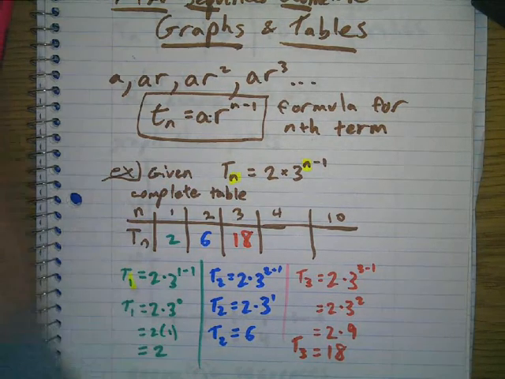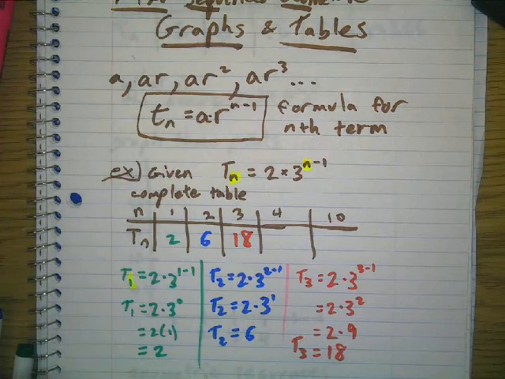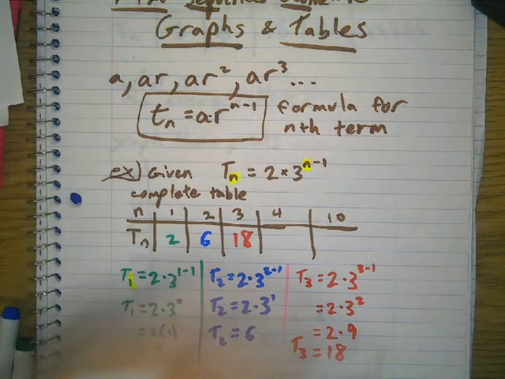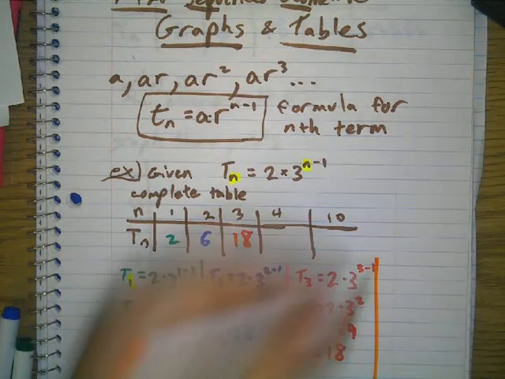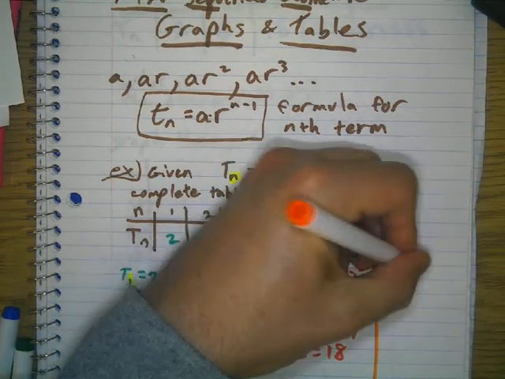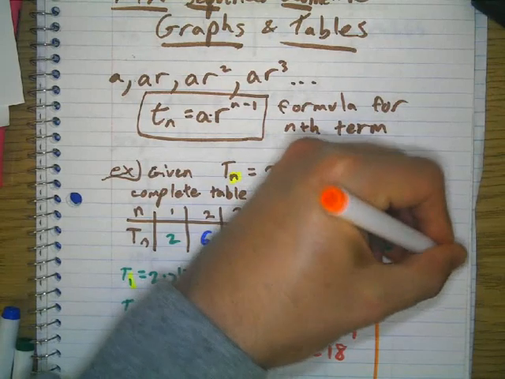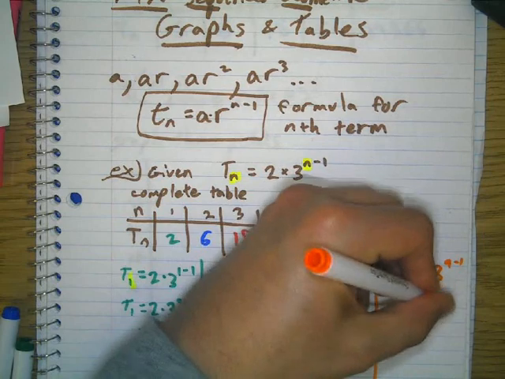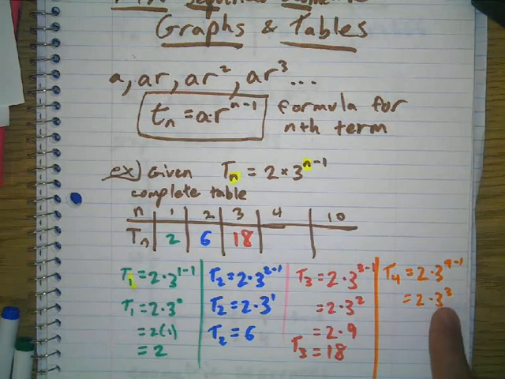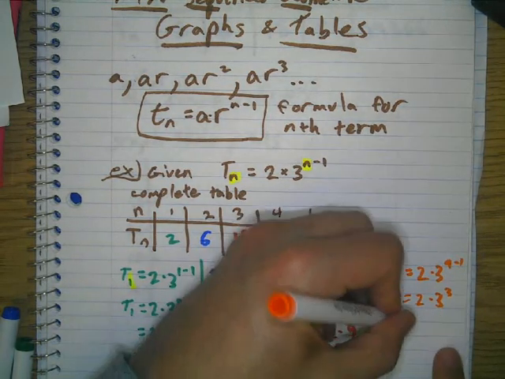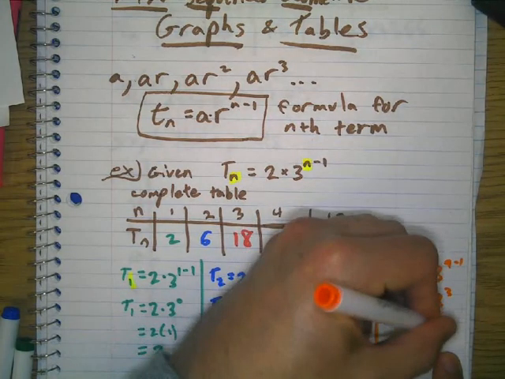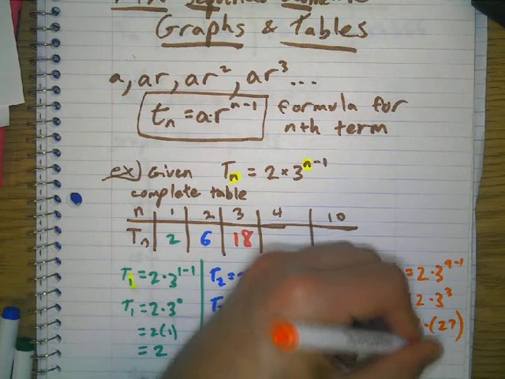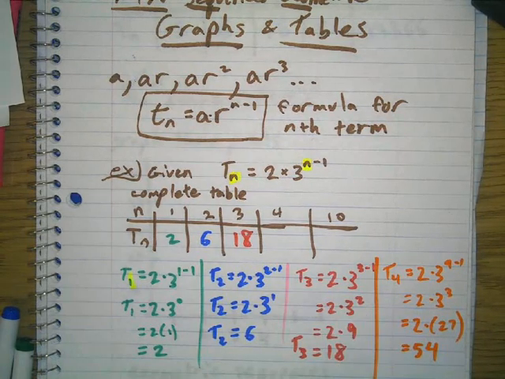All right, let's do the other two. T sub 4 equals 2 times 3 to the 4 minus 1. This gives me 2 times 3 to the third, and 3 cubed is 3 times 3 times 3, which is 27. And 2 times 27 is 54.